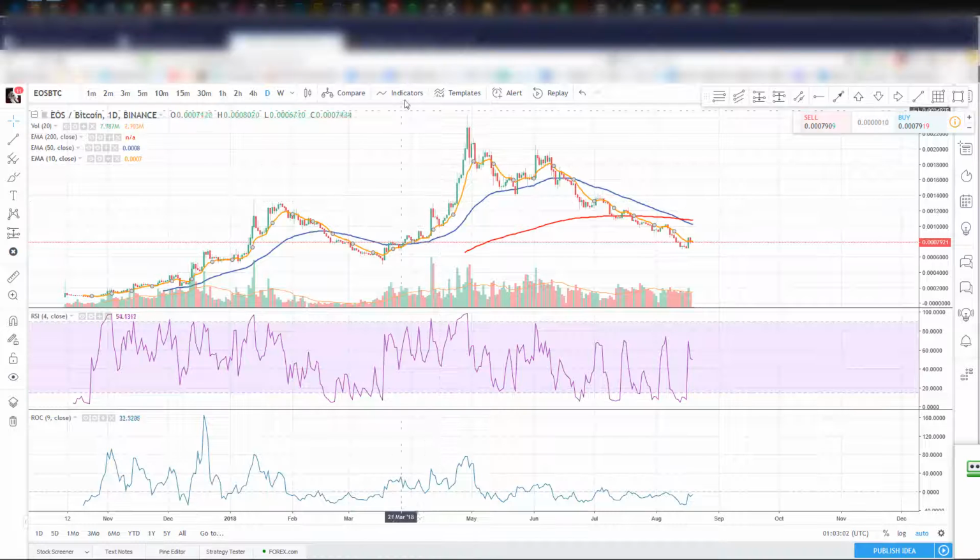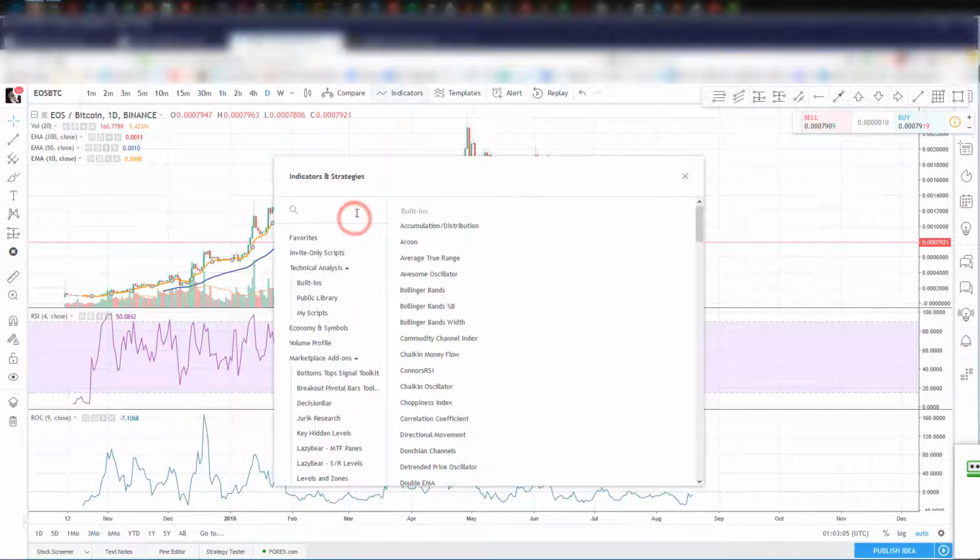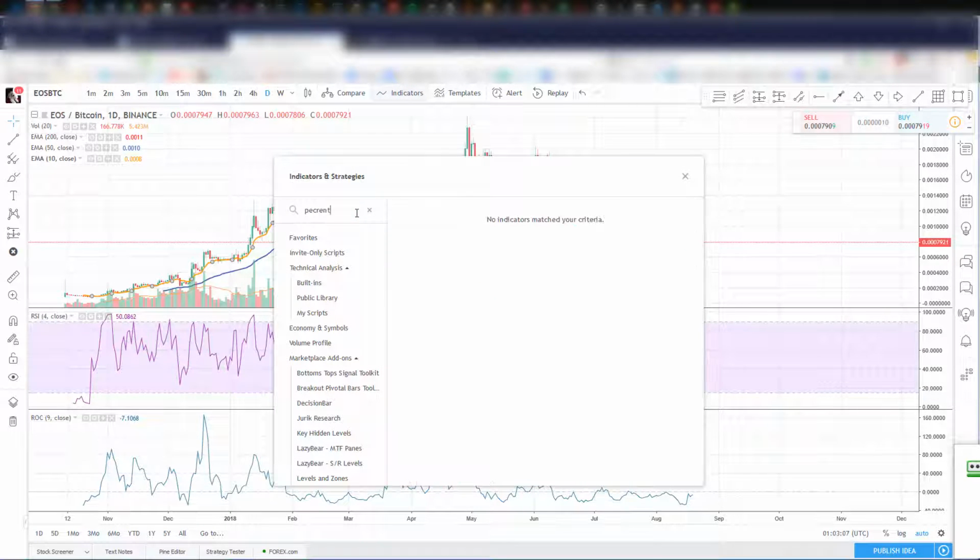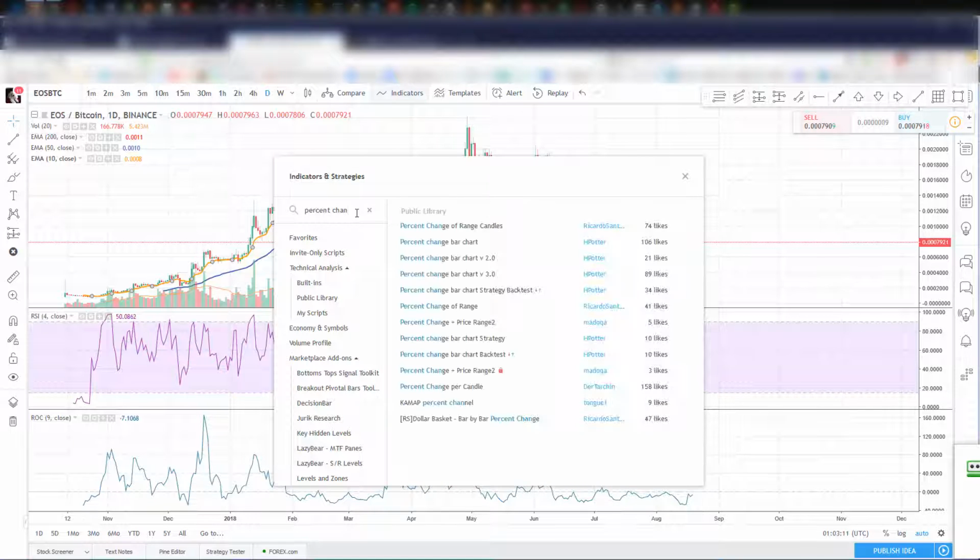All right, so the other indicator I'll add here is called the percent change bar. I'll go through the trade system as we walk through the exercise. So I'm going to add these, but we'll go through this. So we'll go percent change bar. You can do the per candle. You can also do this one here, number 3.